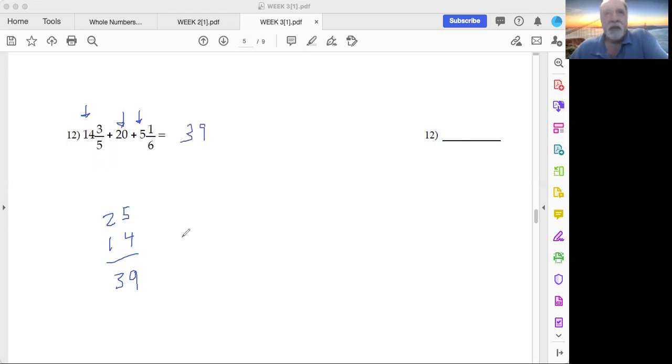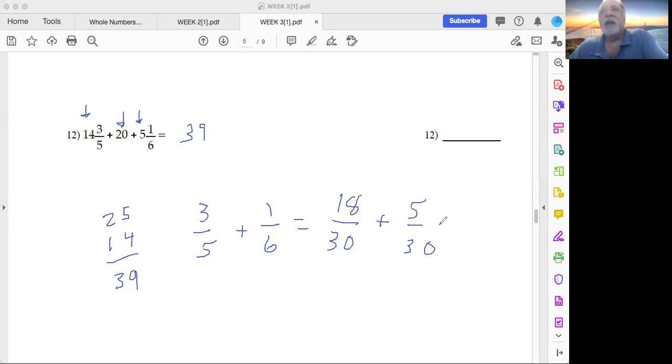Now let's add the fractions. 3 fifths plus 1 sixth. What's our problem here? The denominators aren't the same. So we got to make them the same. So what do 6 and 5 go into evenly? All right. Well, 5 times 6 is 30. Okay. So let's just use that, right? So this becomes 30. This becomes 30. Okay. And then this is going to be 18. And this is going to be 5.